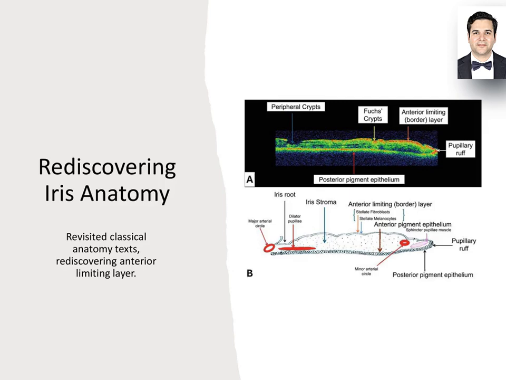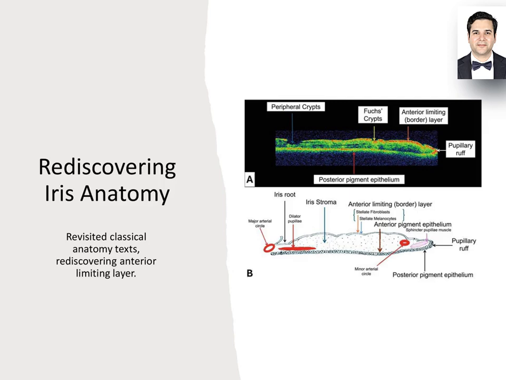I reminded myself, the anterior limiting layer, made of fibroblasts and melanocytes, is the outermost barrier. The iris stroma is a loose vascular tissue including the iris muscles. The iris pigment epithelium, with anterior and posterior layers, lines the back of the iris. And of course, the pupillary ruff, which is an extension of the pigment epithelium.